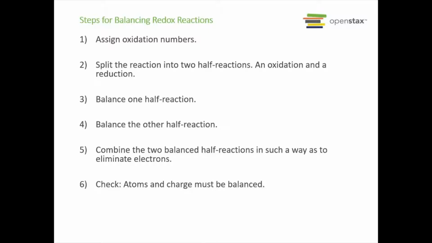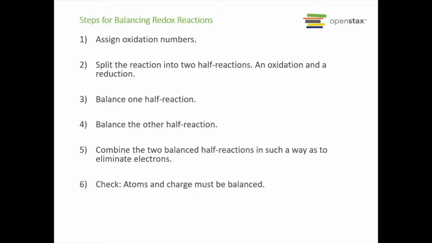And we had also learned about balancing redox reactions. Your first step is to assign oxidation numbers to everything in your reaction. Split the reaction into 2 half reactions, the one that is the oxidation reaction and the other that is the reduction reaction. And you want to balance each half reaction separately, and there's special ways to balance them.